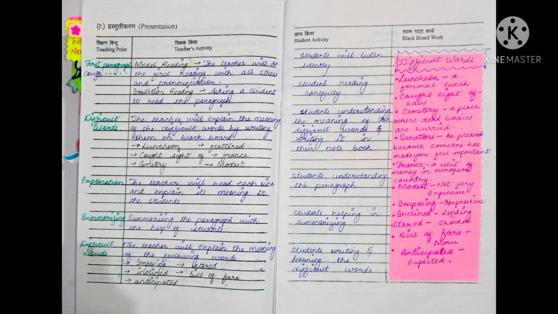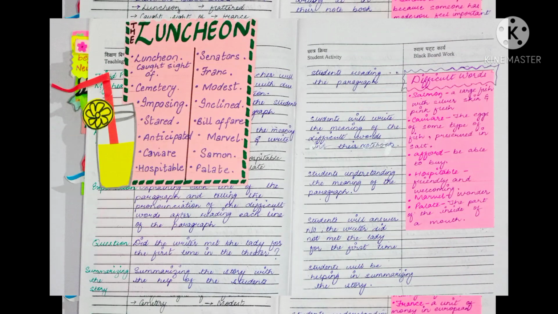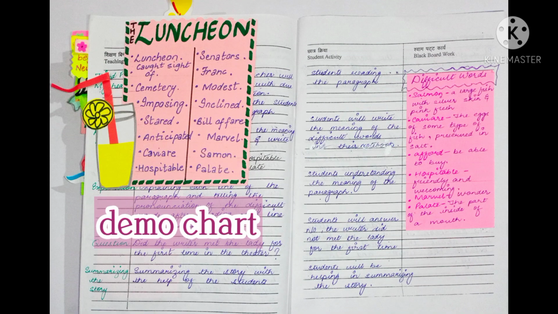7th point is of presentation. In presentation, we will be discussing the whole chapter along with saying the difficult words, explaining the difficult words and also doing the model reading. We will also ask our students to read the chapter. Then we will explain the whole chapter using various teaching techniques and methods.